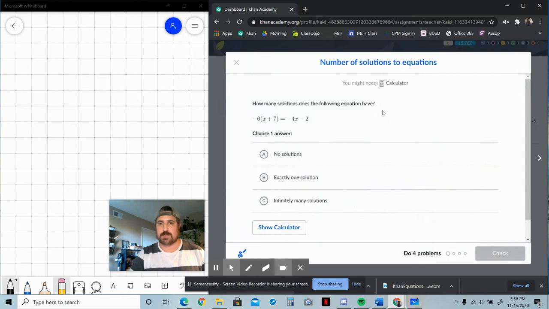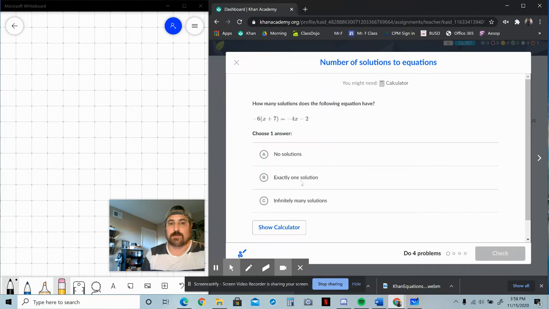Let's go. All right, so basically, when would it be no solution? It would be no solution if the variable goes away when you're solving the problem. In other words, you try to get all the variables to one side and they cancel each other out, and you're left with a false statement.